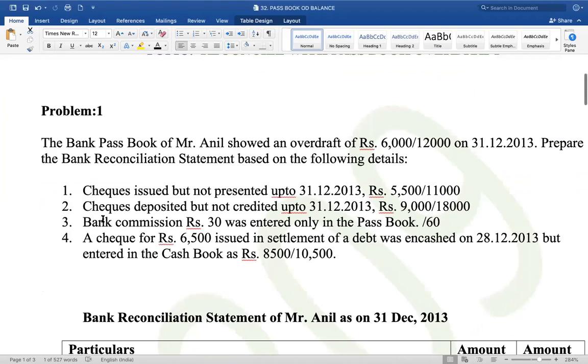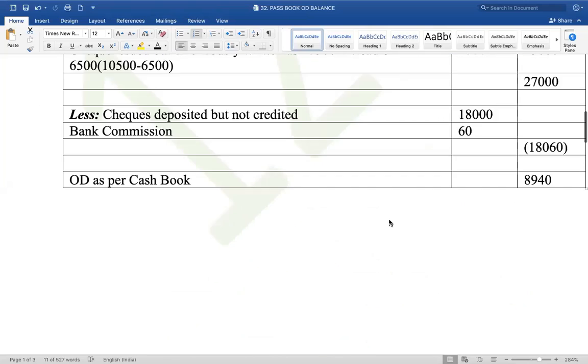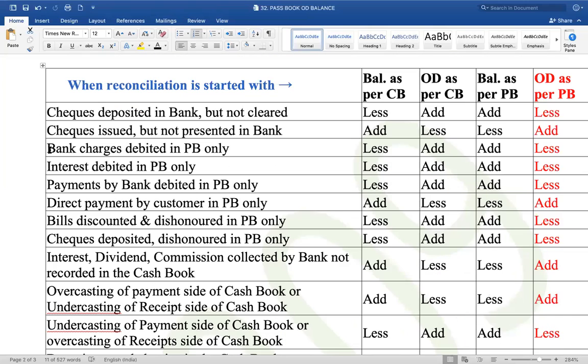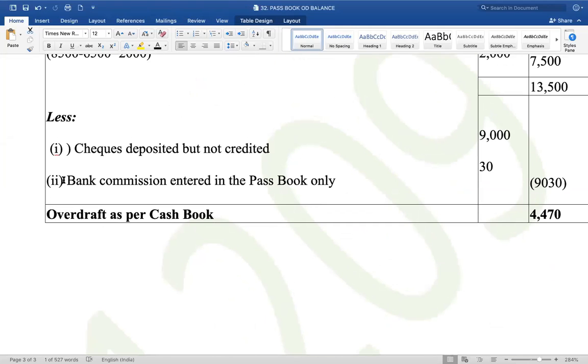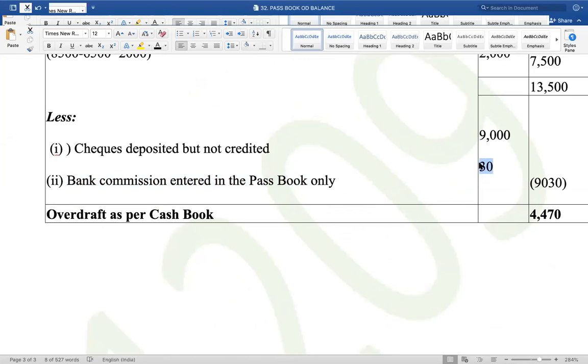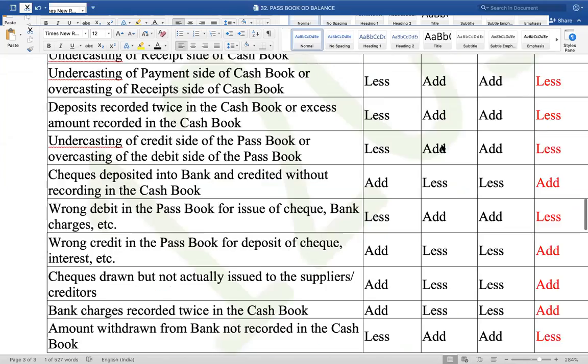The third one. Bank commission of 30 rupees was entered only in the passbook. Bank commission is a bank charge, debited only in the passbook. Less bank commission entered only in the passbook, 30 rupees. All right.